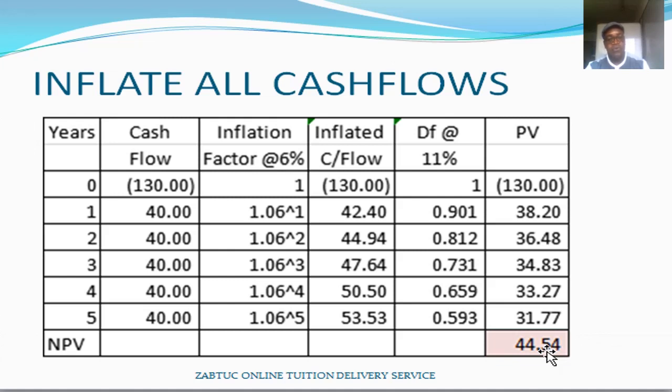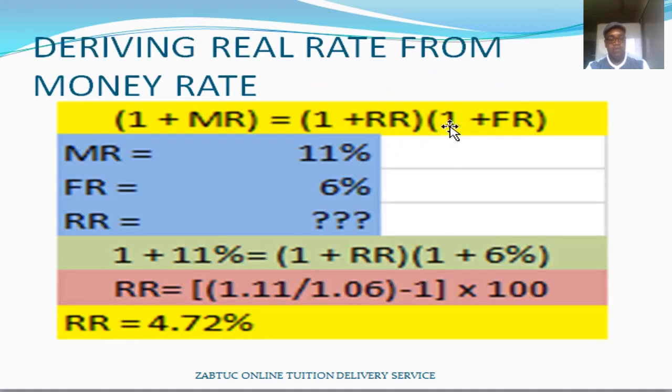However, we can also use an approach where we ignore inflation. But if we're going to ignore inflation, we need to convert the 11%, which is the money rate, into the real rate. So how would we convert the 11% into a real rate? Well, this is what we do. Use the same formula. We put in what has been given and use your expression there, and that gives you your real rate. If this is correctly simplified, we end up with 4.72%.